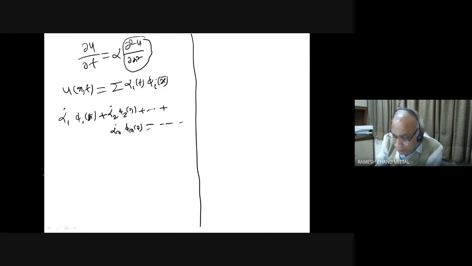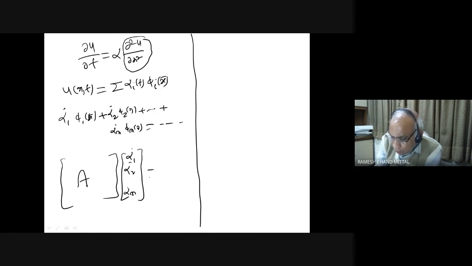The problem is that this comes as a full matrix, and you have alpha 1 prime, alpha 2 prime, and alpha n prime, equal to something on the right hand side. Now this is a problem, because this A is invariably a full matrix if I take the global approach without DQM. You take its inverse, it will create its own problem. It does create its own problem, right?